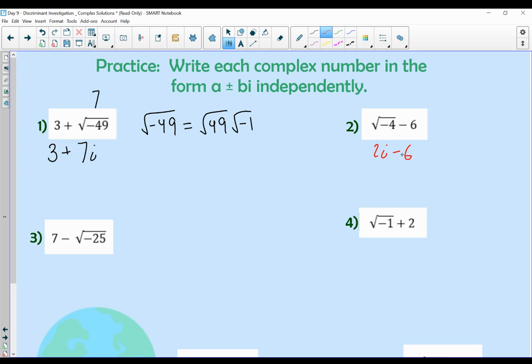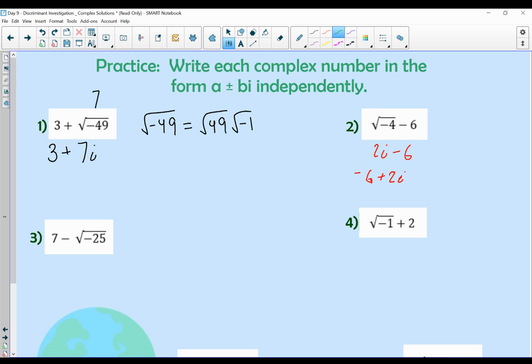This is my real number, negative 6, plus, because this is a positive 2i, my imaginary number, 2i. Oh, didn't like that. Oh, goodness. Okay. Sorry. Okay, so negative 6 plus 2i. There we go, and I'm trying to circle my answer. Oh my goodness, my pen is just going haywire. Okay, so I'm just going to leave it like that.